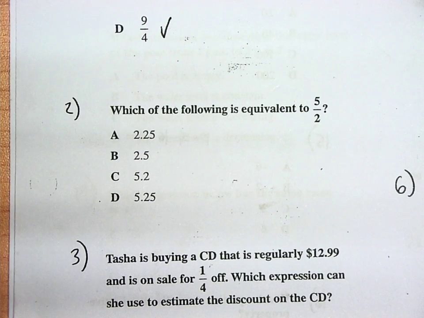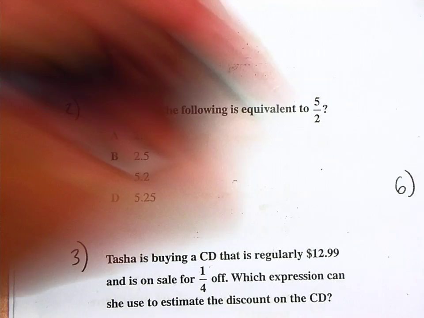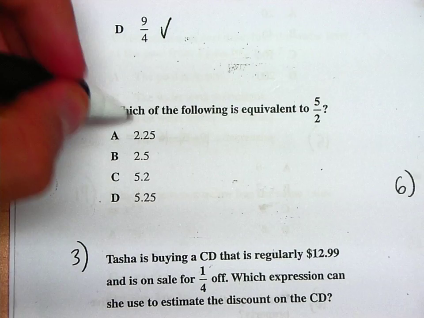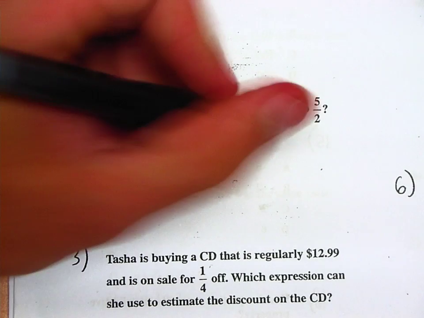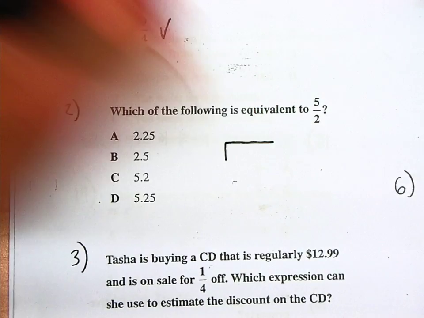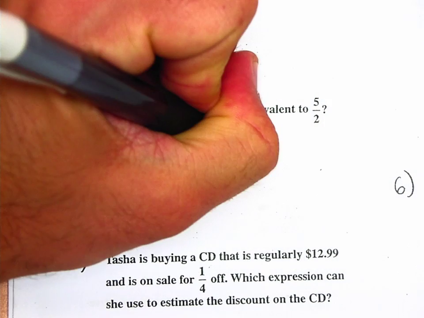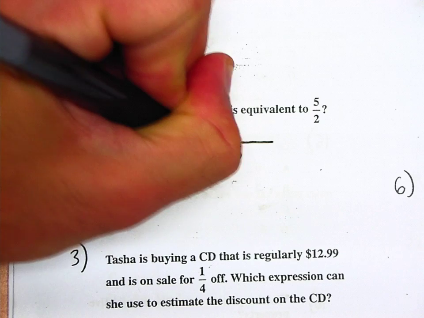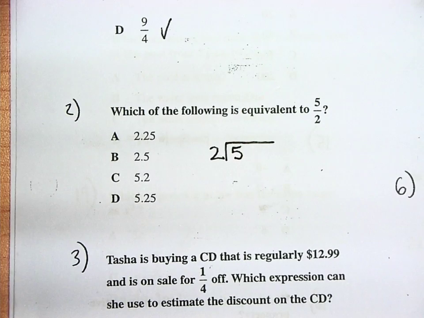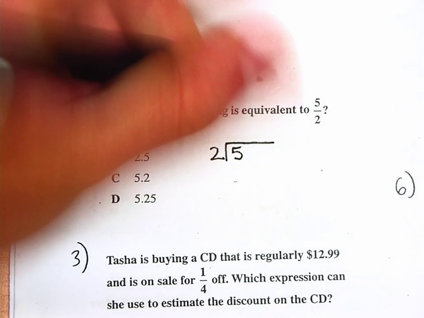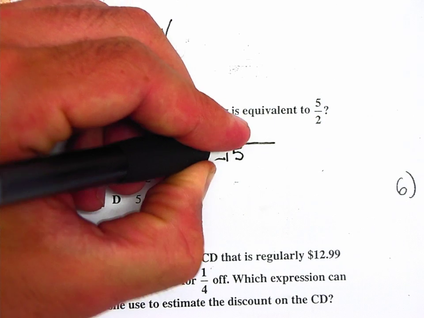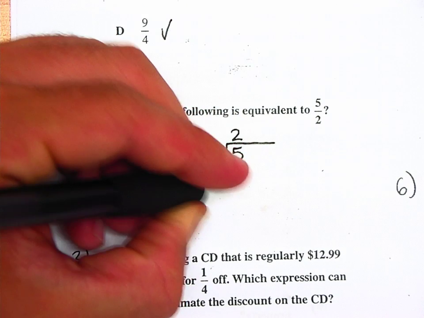Moving on to number 2. It says which of the following is equivalent to 5/2. I know to turn a fraction into a decimal, I need to divide the numerator by the denominator. So that really means 5, the numerator, goes inside the house, divided by 2, and I'll divide. 2 goes into 5 2 times. 2 times 2 is 4.